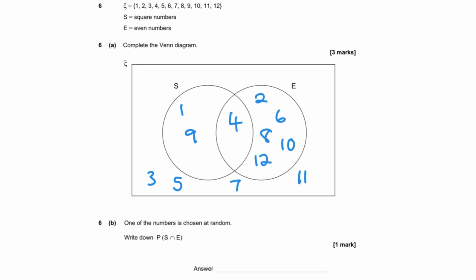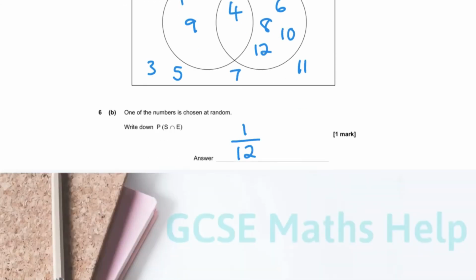So part B says one of the numbers is chosen at random. Write down the probability that this number is square and even. So because we want both square and even, we're looking at the overlap of the 2 circles. So we've got 1 option in there out of the 12 possible options, so the probability that the number is square and even is 1 out of 12.